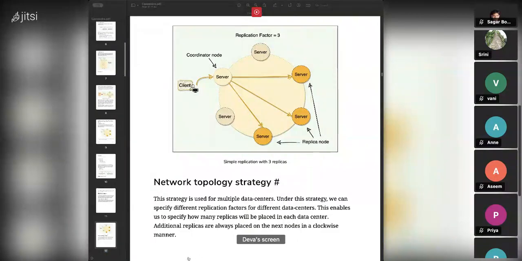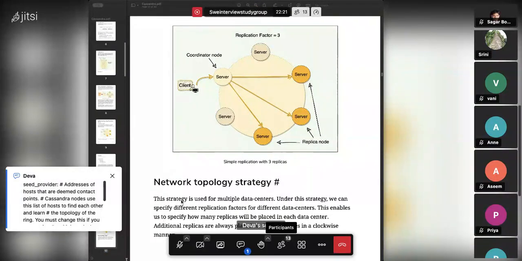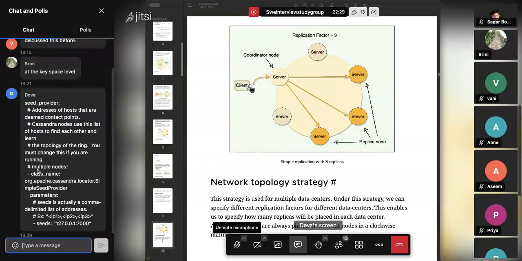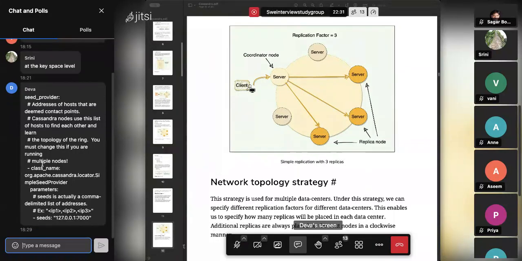Okay, so this is the Cassandra configuration. There is a specific section called seed provider, and then there's a class implementation, SimpleSeedProvider, and we need to provide all the nodes that we are going to register in that cluster.